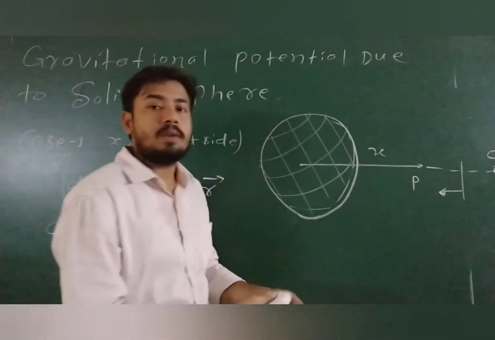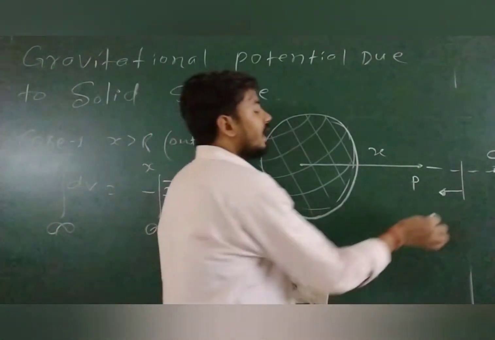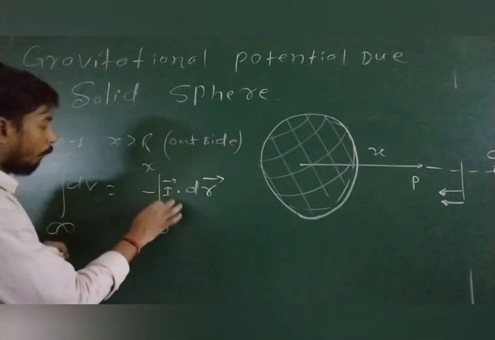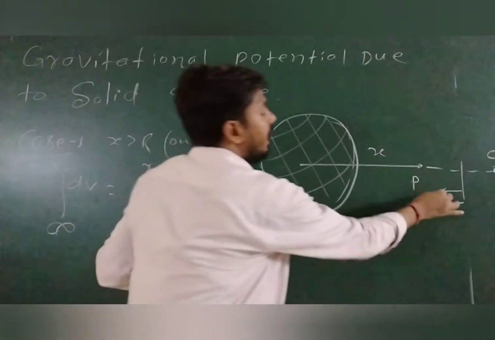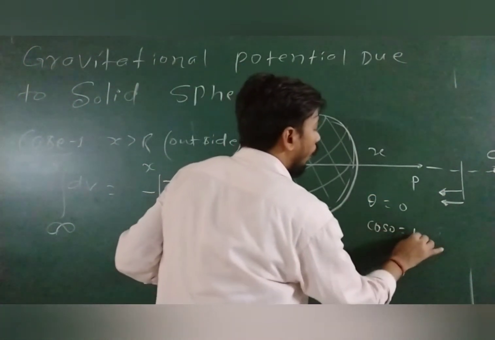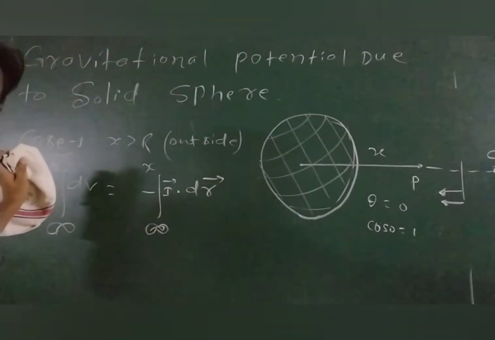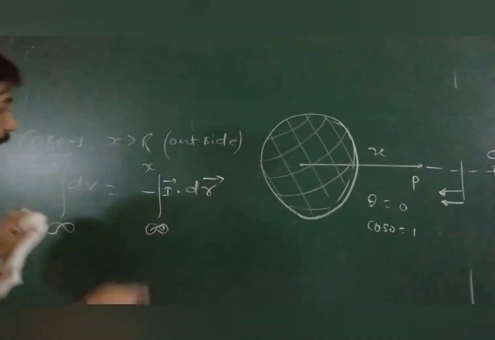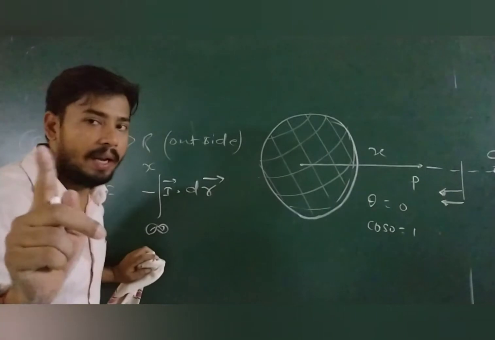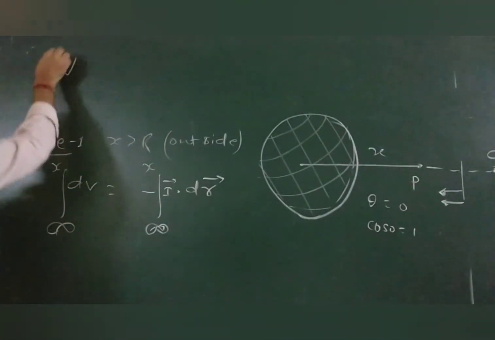Because gravitational field is attractive in nature, it will be towards the center. And this is the direction of displacement also. It means both are in the same direction. So what is the angle between them? Theta is 0, so cos 0 becomes 1. Now the integration of dx is x, so the integration of dV will be V.